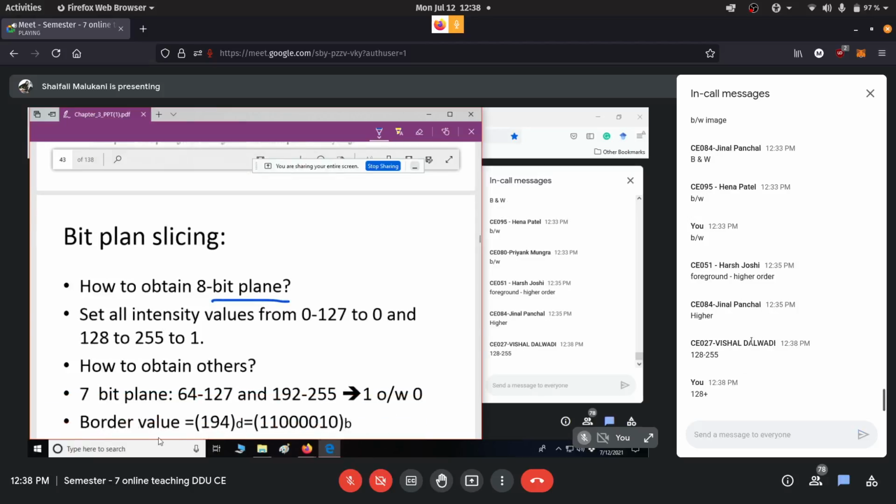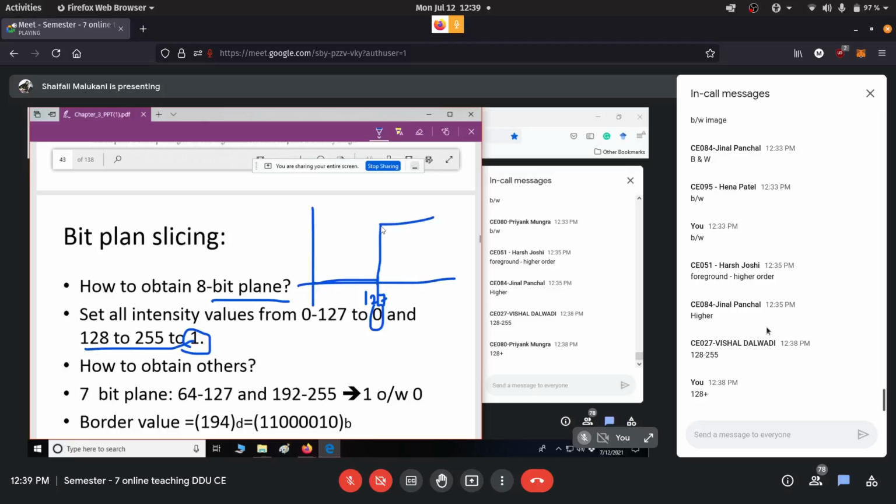Yes, so from 128 to 255, if my intensity is in the range of 128 onwards, I should make it 1. Otherwise, I should make it 0. That is why it is intensity level slicing. From 0 to 127, make them 0. 128 onwards, make it 1. So can you see here intensity?